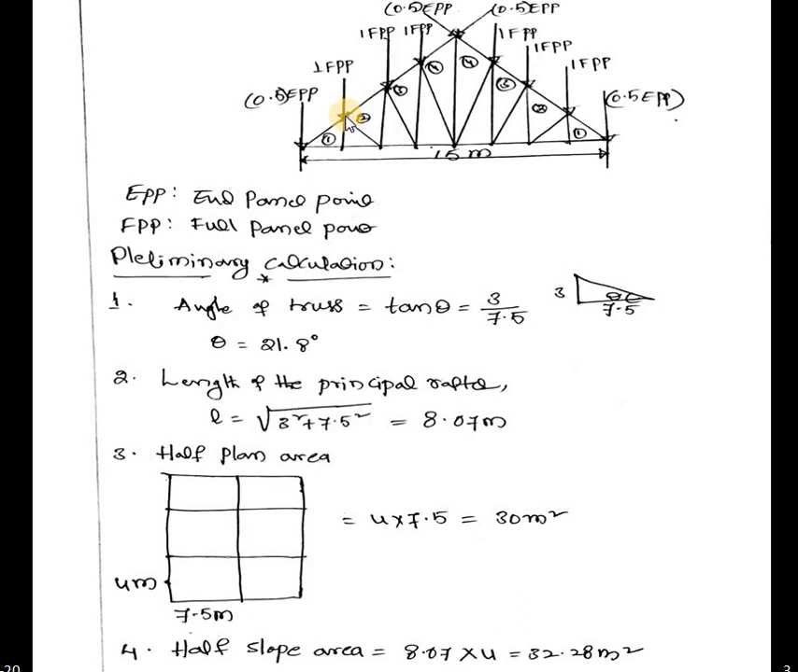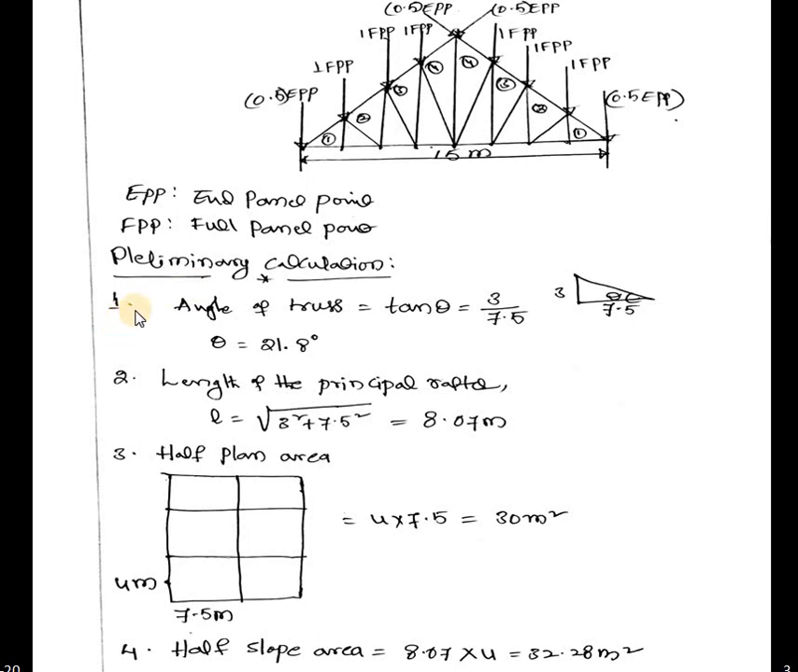And coming to loads, at the nodal points, this is the full panel point. Full panel points 1, 2, 3 on the left side, 1, 2, 3 on the right side, and this is the end panel point, and here also 2 end panel points, and this is also an end panel point. Now before entering into the dead load calculation, we should have minimum details which he has not given. Those details we have to find based on the given data.